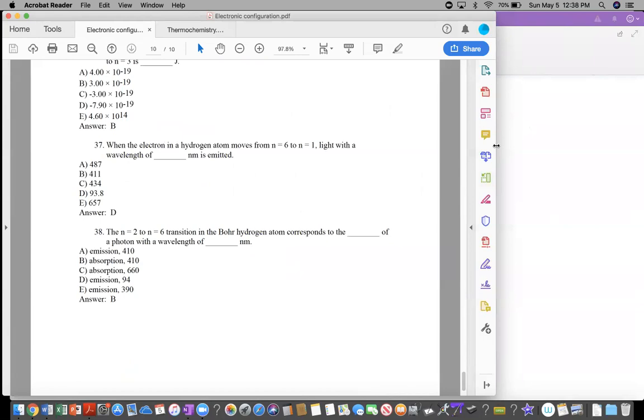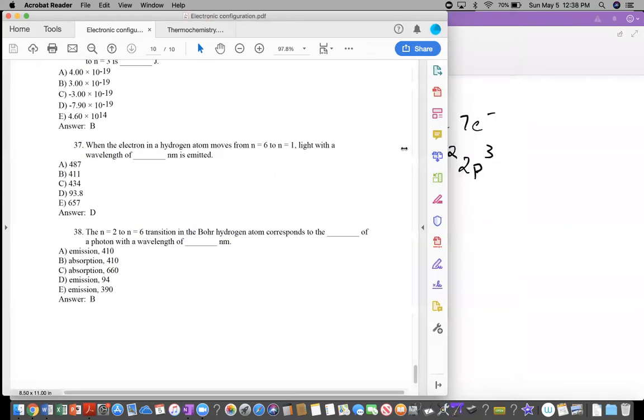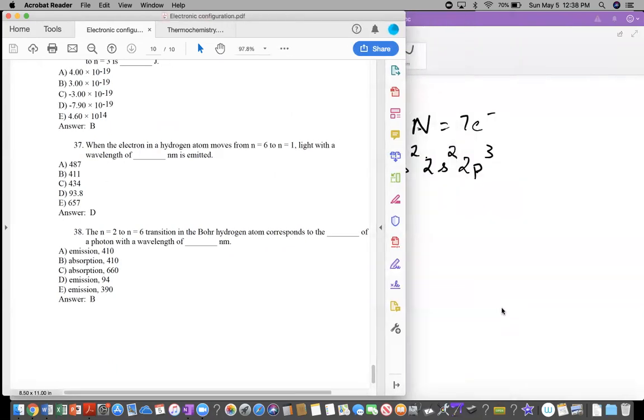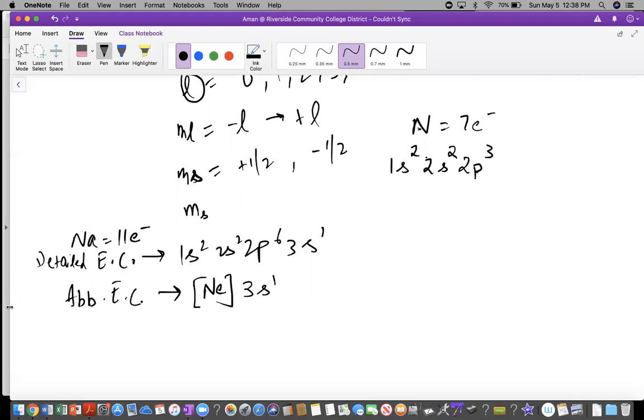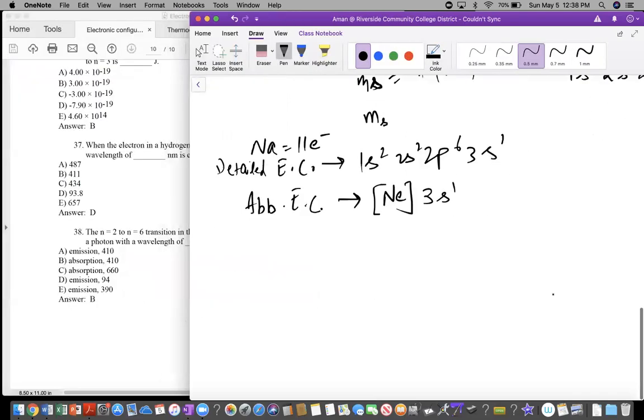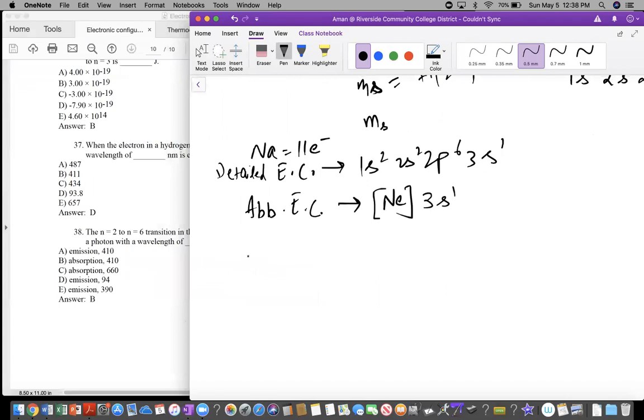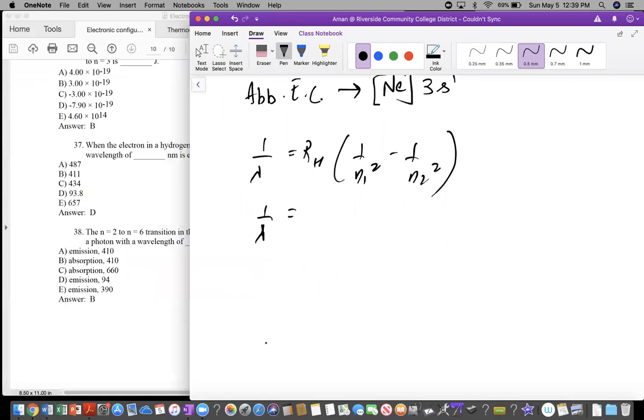So that's 1 over lambda, right? You're going to find lambda, but we know the formula you're going to use has 1 over lambda, you're right. So you're going to use that formula that you learned. Again, you'll be given these formulas, so you don't have to memorize them. So you're going to just find your 1 over lambda first, and then switch it to find lambda.